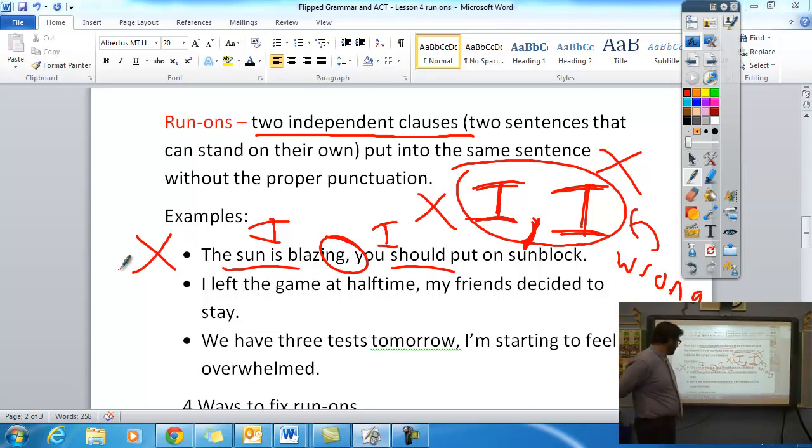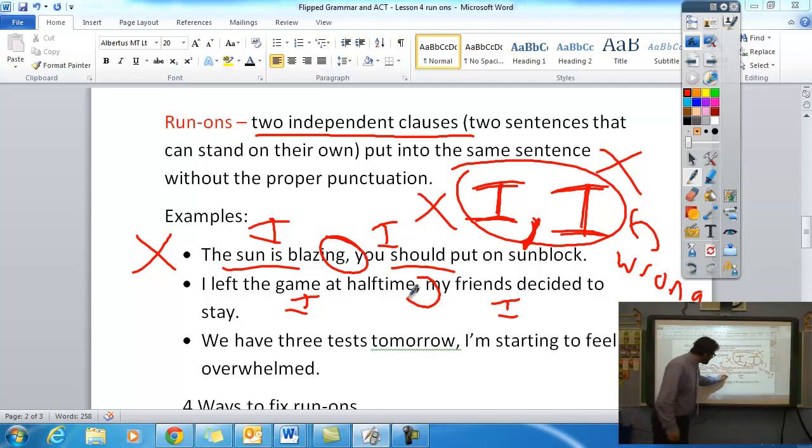Let's take a look at another example. I left the game at halftime. That could be its own sentence. That's a complete thought. Independent clause. My friends decided to stay. That could be its own sentence. So two sentences, two independent clauses, two clauses that could be on their own, and you've just got them connected with a comma. No, no, no. This is wrong. This is a run-on. We want to avoid this, okay?